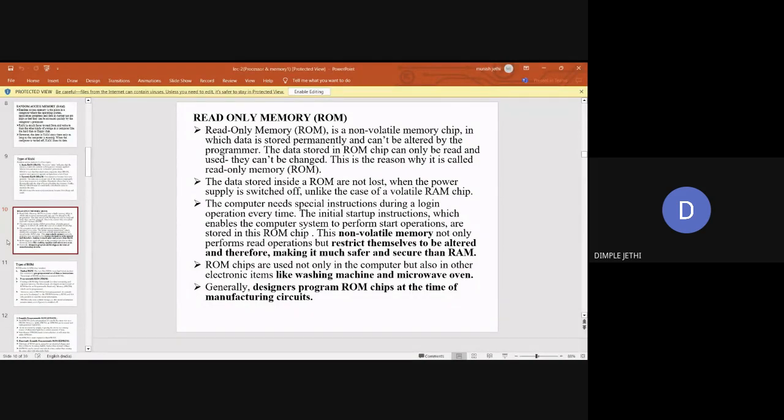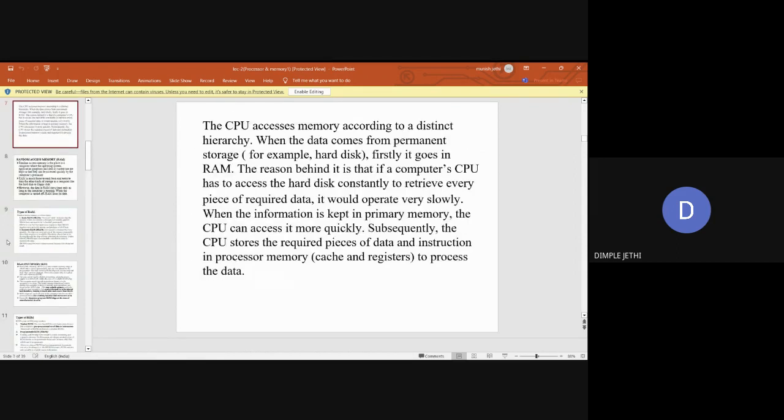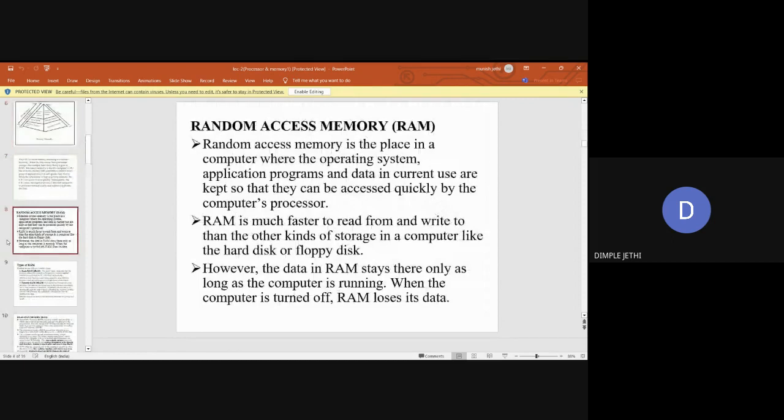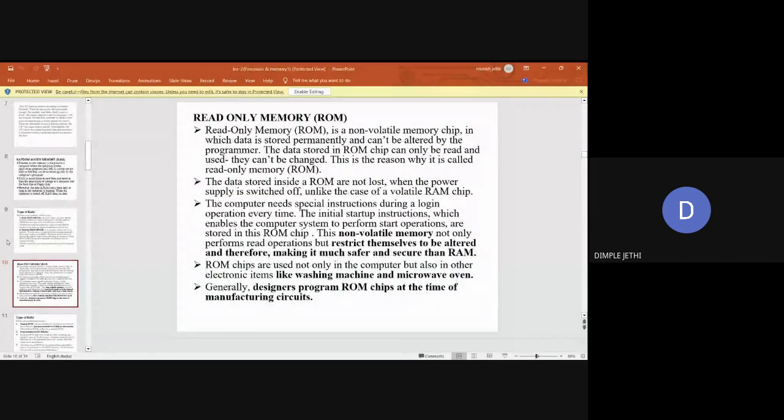So this is read only because we can only read them. Second, this is permanent. It's not like when power goes away it will be lost. This is non-volatile. Volatile means RAM. RAM is volatile memory, and volatile means temporary memory. But ROM is non-volatile. It is permanent. Once it is written by the manufacturer, it will be there permanently and will not be lost when power goes away, as in the example of the washing machine and oven.